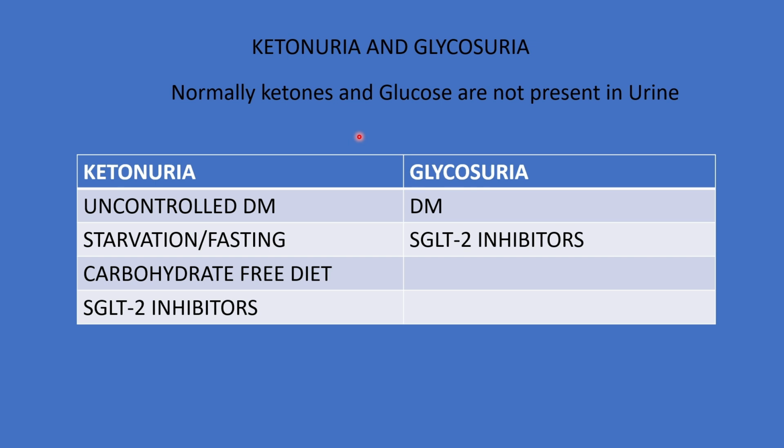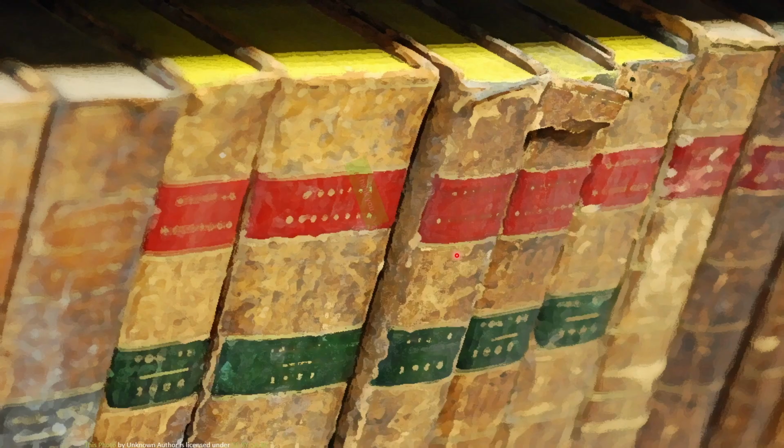So if the urine RE shows that there is ketonuria, it could be uncontrolled diabetes, starvation or fasting, carbohydrate free diet, or it could be SGLT2 inhibitor. They can cause ketonuria. On the other hand, if there is glucose in the urine RE, in that case it could be diabetes, most likely uncontrolled, and SGLT2 inhibitor, because the SGLT2 receptor acts on the kidneys and prevents the absorption of the glucose.